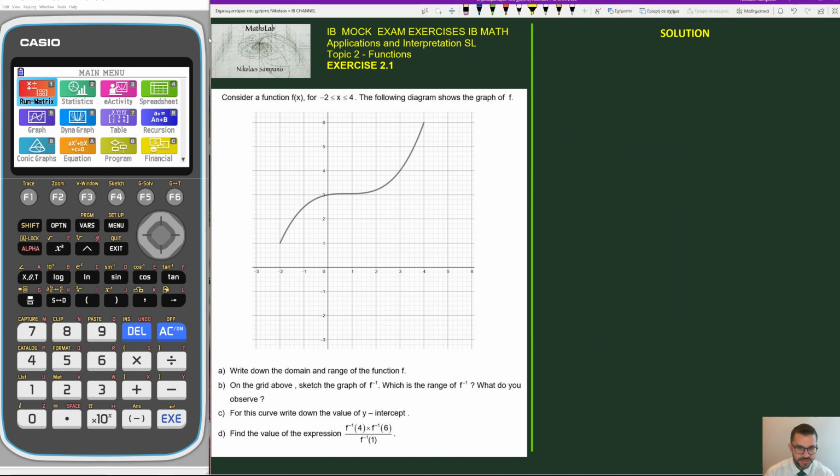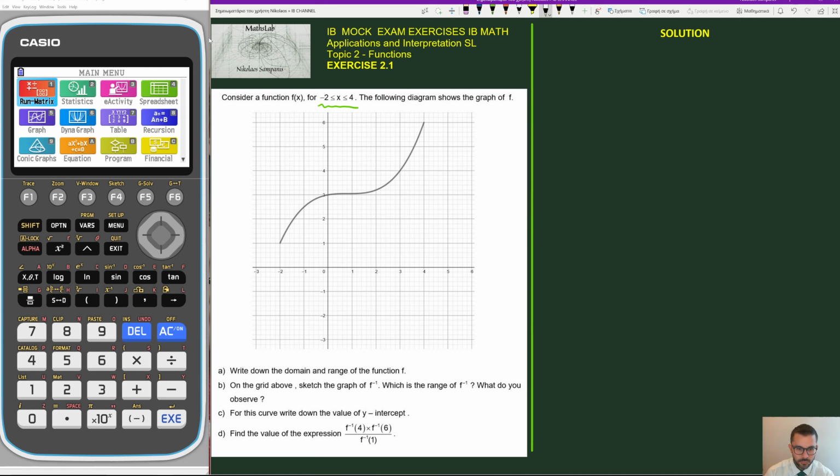Let's see our first exercise on topic 2, functions. Consider function f(x) for these values here of x. The following diagram shows the graph of this function. Write down the domain and the range of the function f.